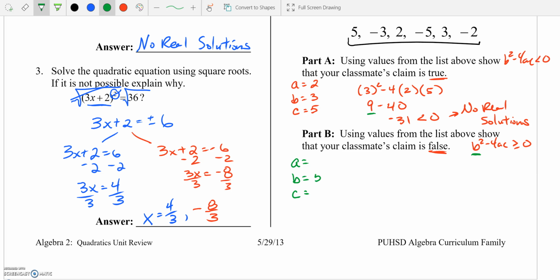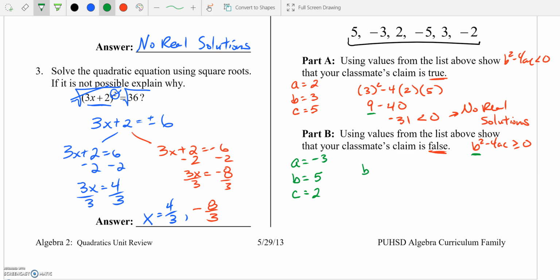I'm going to pick either 5 or -5 for b. And then for a and c, if I want to ensure that I get a positive value, I want to make sure that either a or c is a negative value, because a negative times a negative is going to give me a positive. I'm going to make a -3, and I'm going to make c one of the positive values that I have left. So let's make it 2.